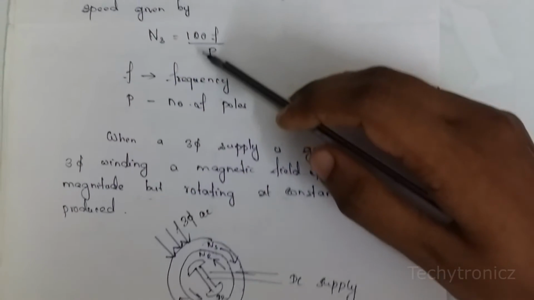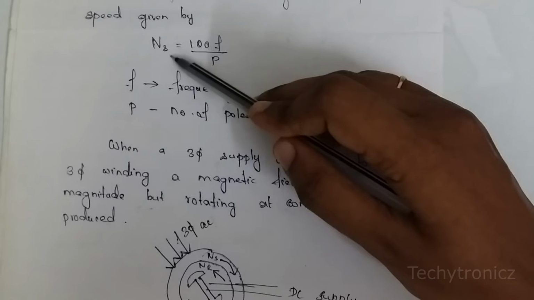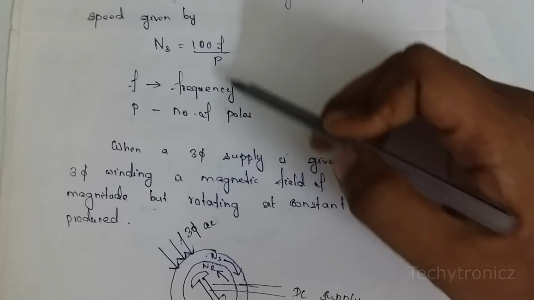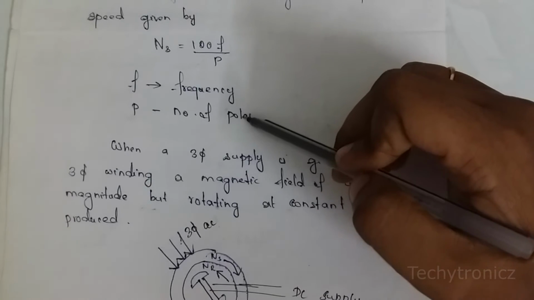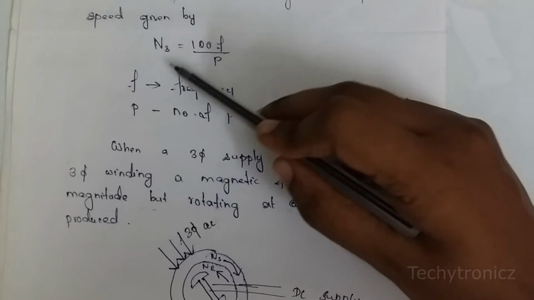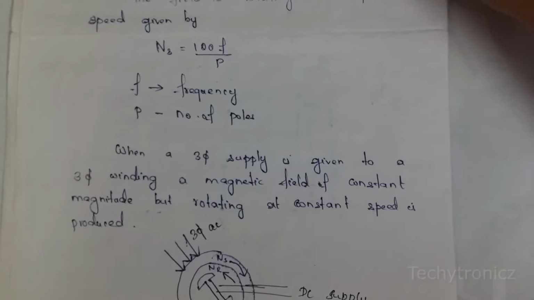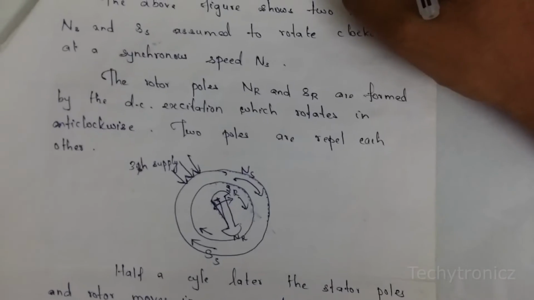The synchronous speed of the synchronous motor is Ns equal to 120 F by P, that is, it depends on the frequency and the number of poles. And this synchronous motor is not a self-starting motor.